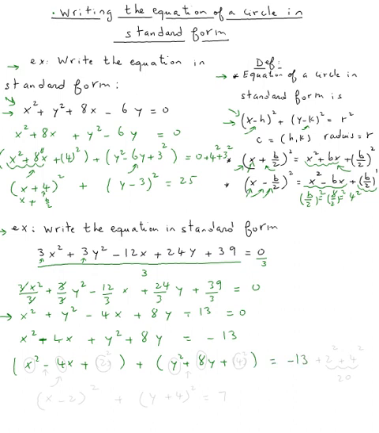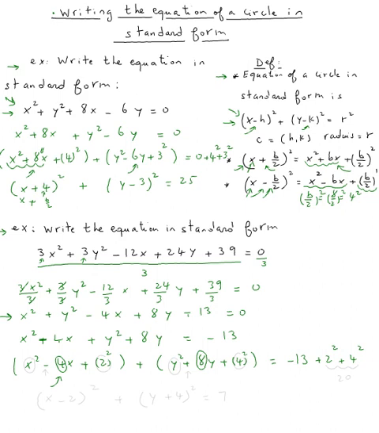So what do I add? You always take this number, the coefficient of x, divided by 2, which is 2, and you square it. But when you do that, you have to add the same thing to the right side. Again, you take the coefficient of y, divide it by 2, it's 4, and you square it, in parentheses, and then you add it to both sides.